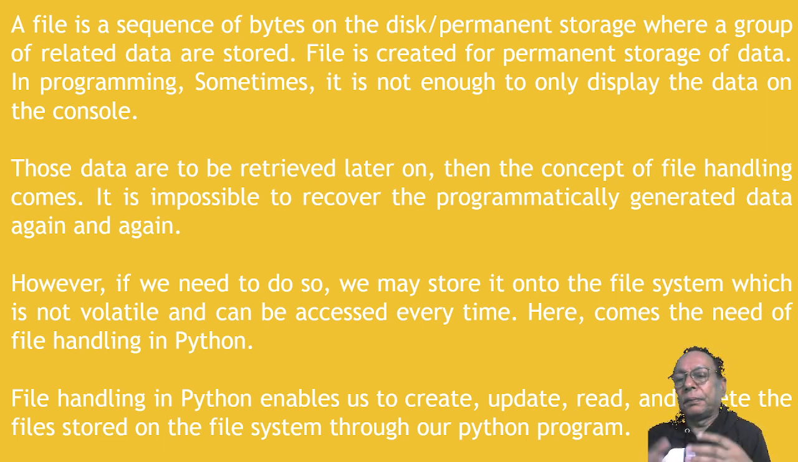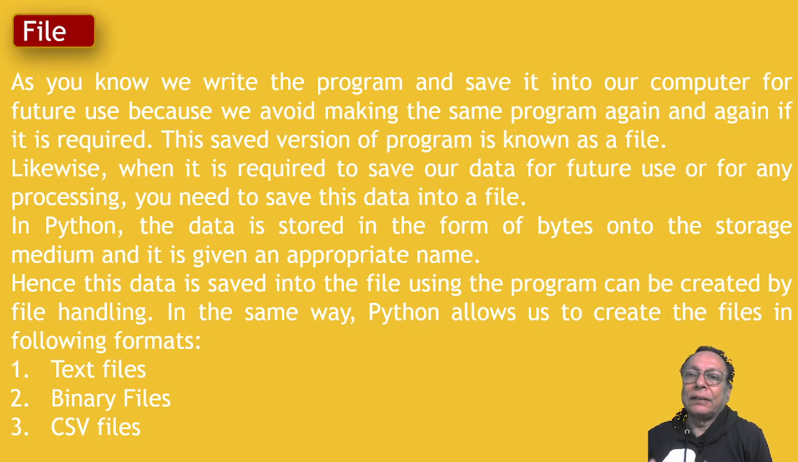So, the kind of files, कितने कितने टाइप की फाइल्स हम यहाँ पर डिस्कस कर सकते हैं। सो ये भी हमें यहाँ पर देखना है। So as you know, we write the program and save it into our computer for future use, because we avoid making the same program again and again if it is required. This saved version of program is known as a file.